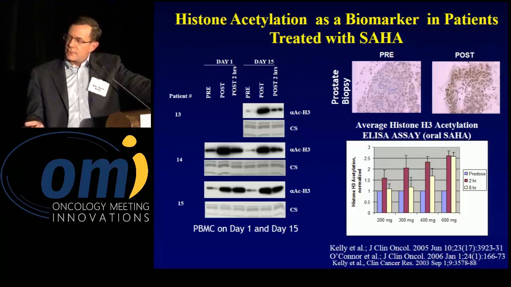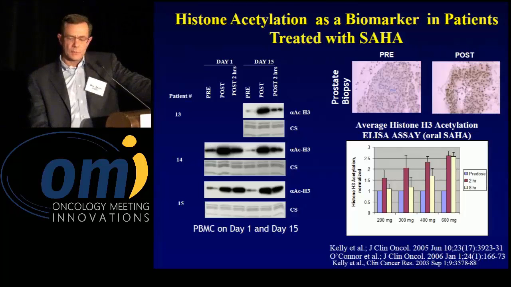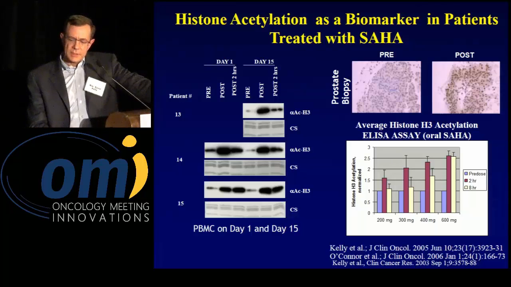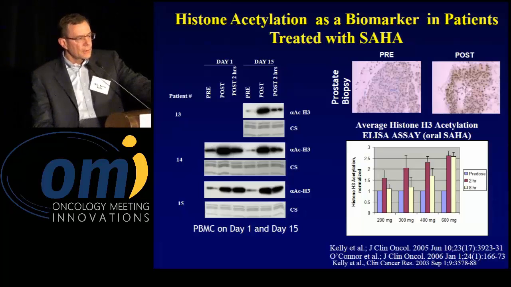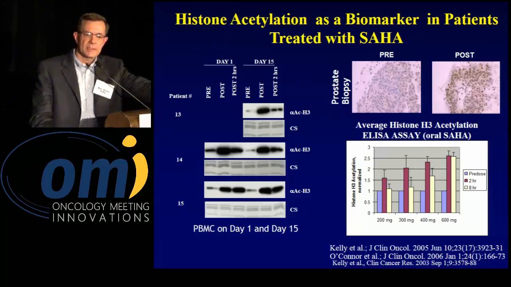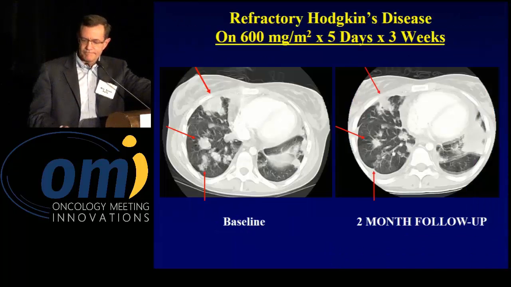We did have the opportunity to get pre and post biopsies, and at the higher dose levels, we saw acetylation in the tissue. This was a prostate biopsy of a patient, and we did see increased acetylation in the tissue itself. With the oral formulation, we further went on to develop an ELISA assay, which could quantitate some of the acetylation in the blood. And we did show dose responses as we increased the doses of SAHA with acetylation.